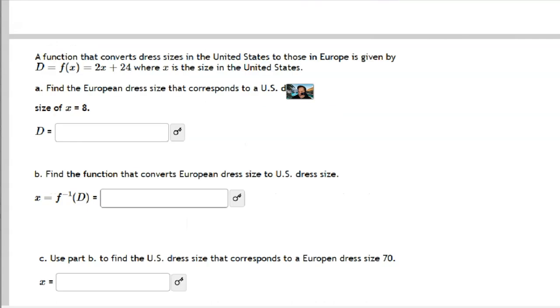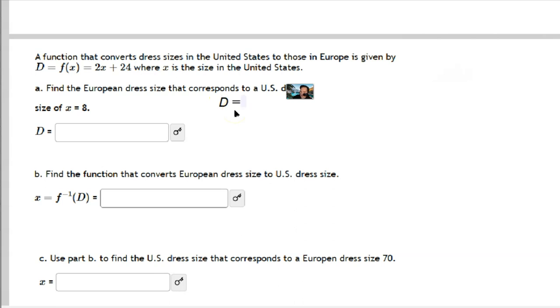Okay, guys, let's look at these questions. A function that converts dress size in the United States to those in Europe is given by d equals f of x, which is 2x plus 24, where x is the size in the United States. Find the European dress size that corresponds to a US dress size of x equals 8.